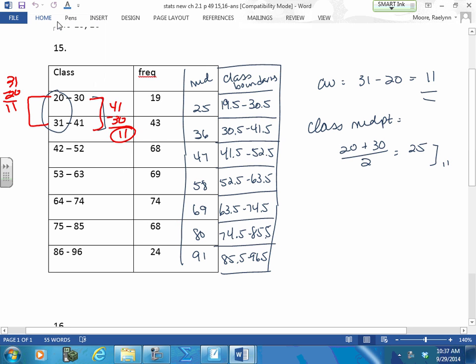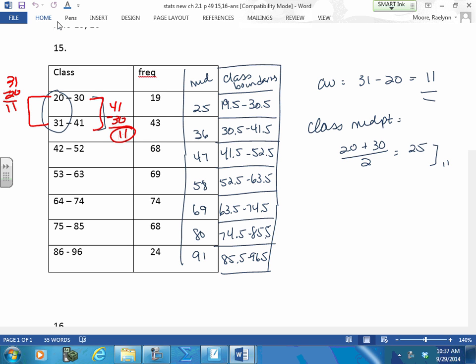Make sure that you count that extra one. So 20, 21, 22, 23, 24, 25, 26, 27, 28, 29, 30. It's always subtract plus 1. So that you don't fall into that, subtract two consecutive intervals, either their beginning parts or their end parts, and you'll find your class width.